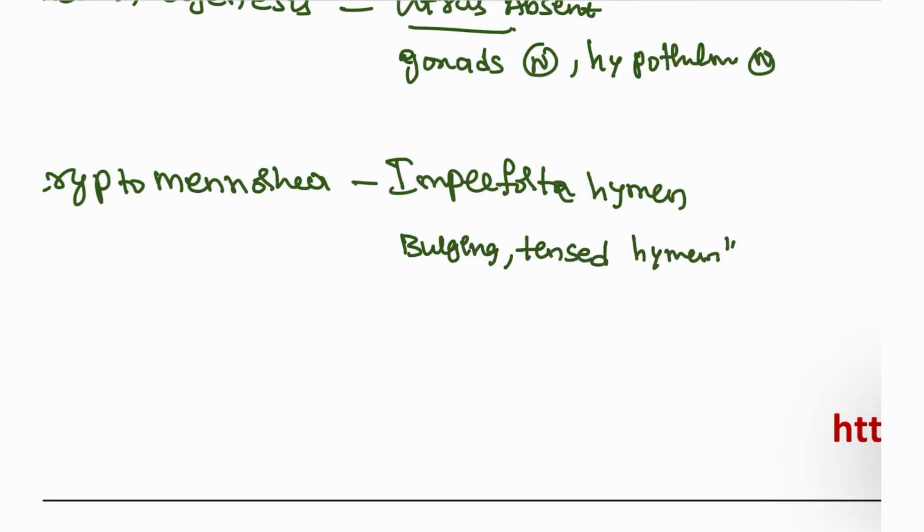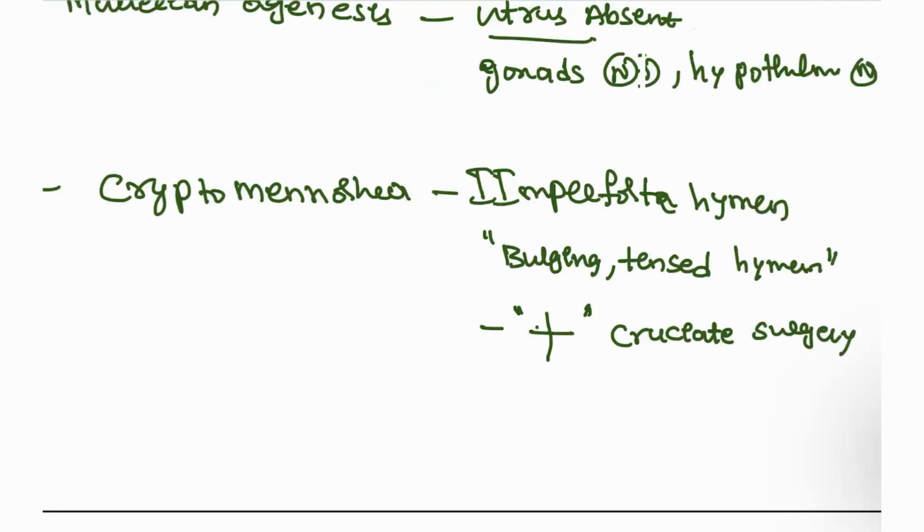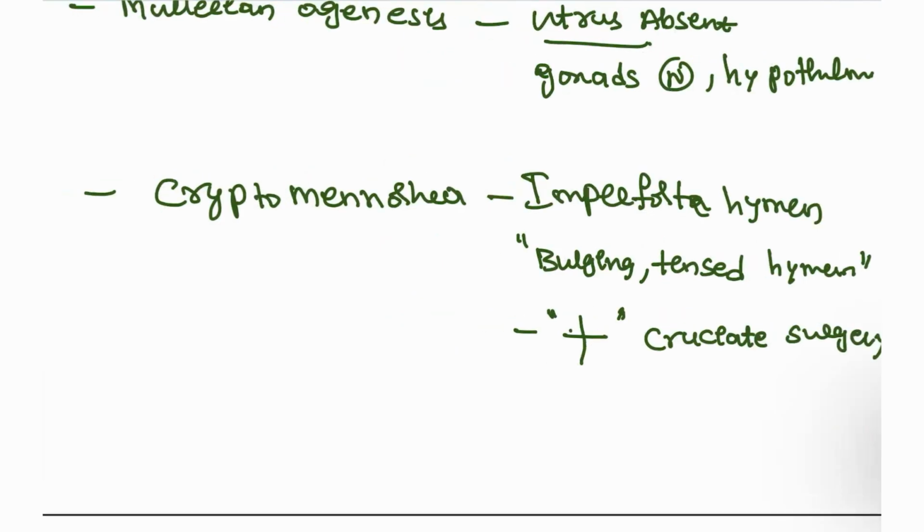After that, when you do the surgery, what surgery are we going to follow for this patient, guys? Cruciate incision, right? This way the incision will be done. This is known as a cruciate incision. Surgery is done for this patient, and after that it is going to be normal. This is known as cryptomenorrhea.